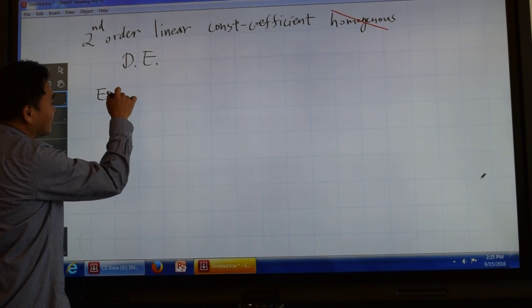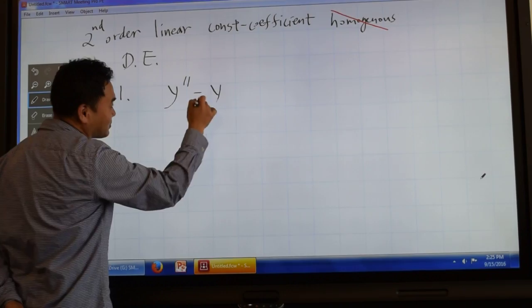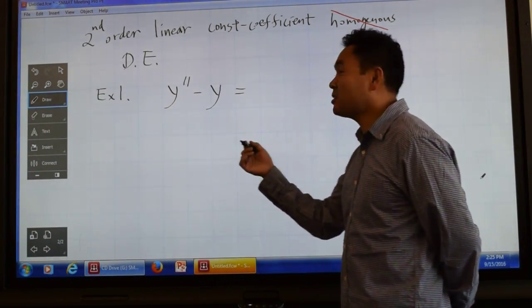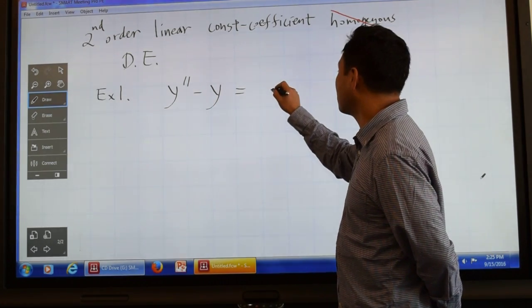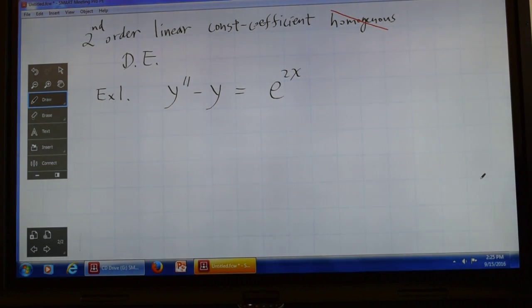Example 1. Let's make it very simple. Y double prime minus y equal to, say, what should I do? E to the 2x. Something like this. Let's try to do that. As you can see, the left side is second order linear constant coefficient as before. The only difference is now on the right side you have some function of x. How do we deal with that?